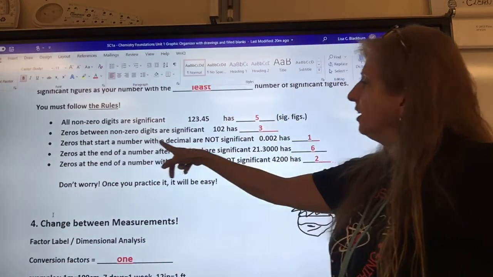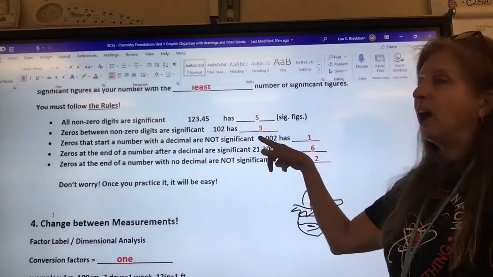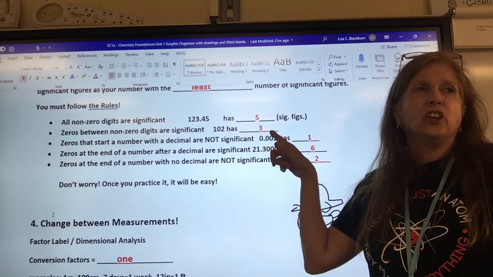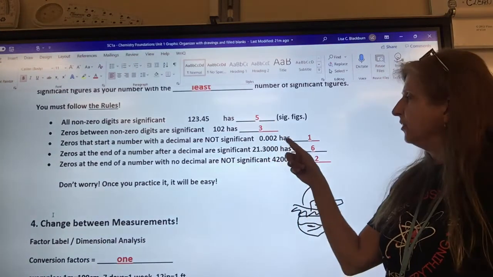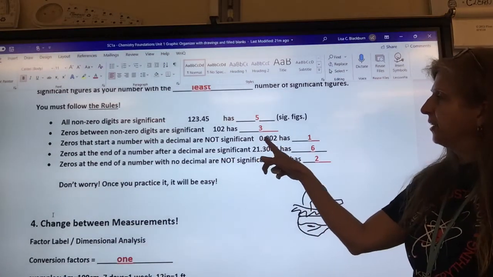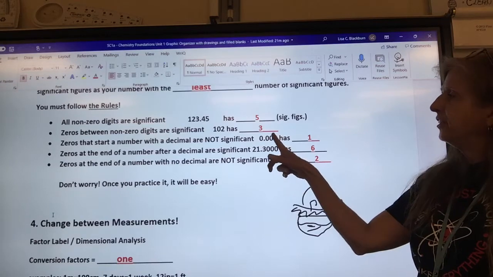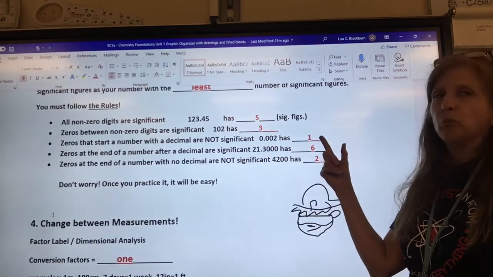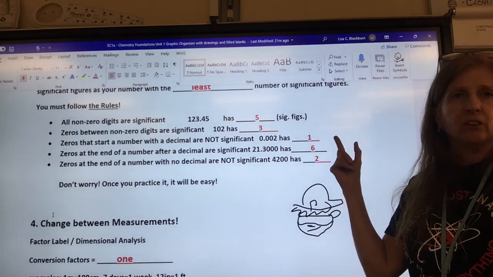Zeros that start a number with a decimal are not significant. They're augmented zeros. They were just added so that you know what place this number is in. They're placeholders. So this one, that 0 doesn't count. Zeros at the beginning don't count. So it has 1 significant figure.